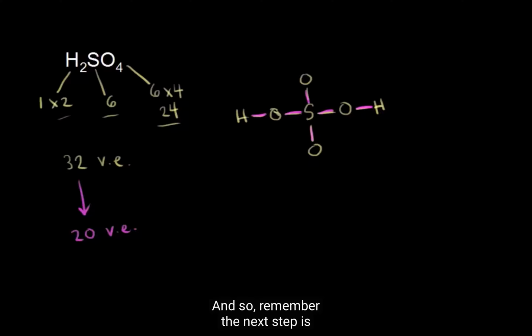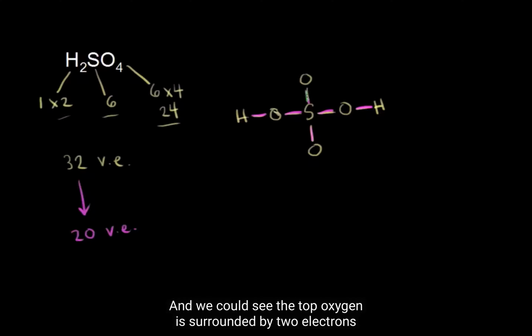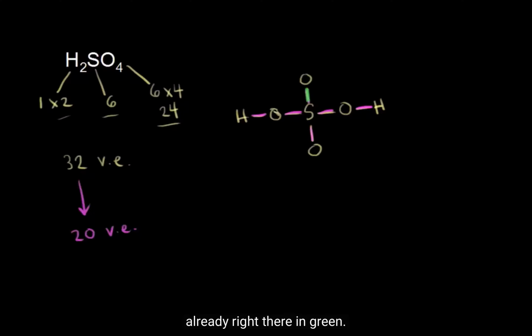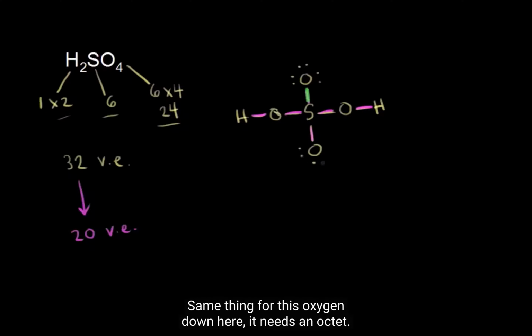And so remember, the next step is to assign some of those leftover electrons to some of the terminal atoms. But again, we're not going to assign those electrons to hydrogen because hydrogen is already surrounded by 2 electrons. And so we're going to try to assign some electrons to oxygen, and oxygen is going to follow the octet rule. So let's examine, let's say, the top oxygen here, and we can see the top oxygen is surrounded by 2 electrons already right there in green. And so if we're going to give it an octet, it needs 6 more. So we have 1, 2, 3, 4, 5, 6. Same thing for this oxygen down here. It needs an octet, so we go ahead and give it 6 more electrons like that.